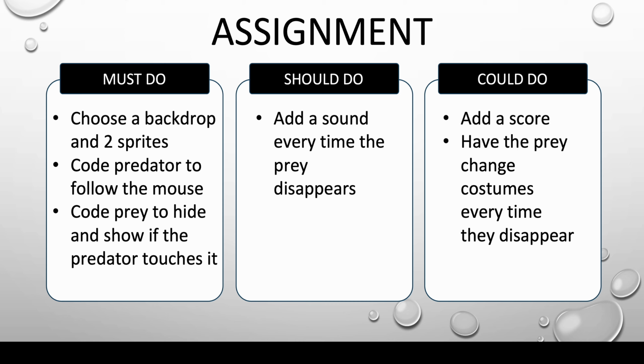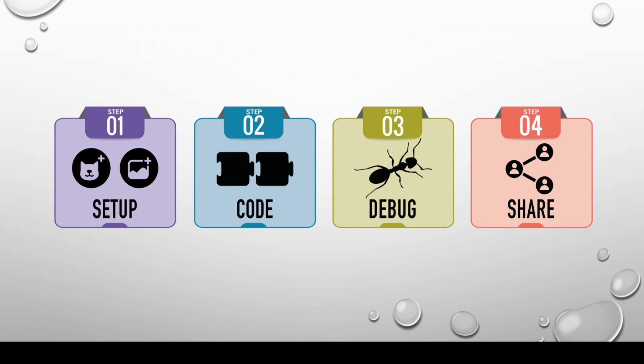What we also should do is add a sound every time that the prey disappears. And we could add a score. We could have the prey change costumes every time they disappear. We could do a lot of fun things. So whenever we do our project, these are our 4 steps: set up, code it, debug it, share it.